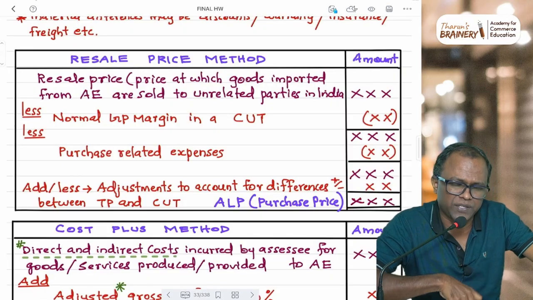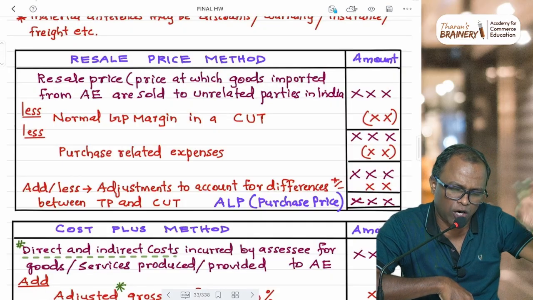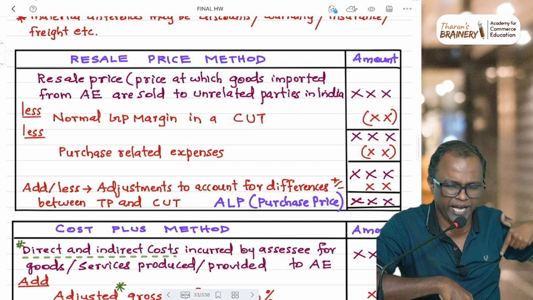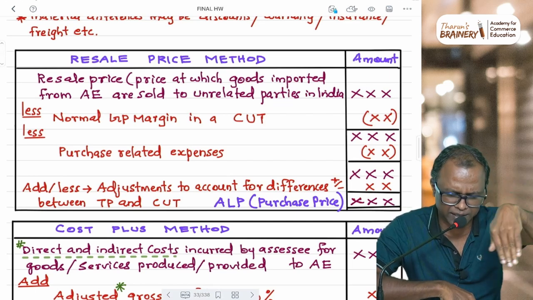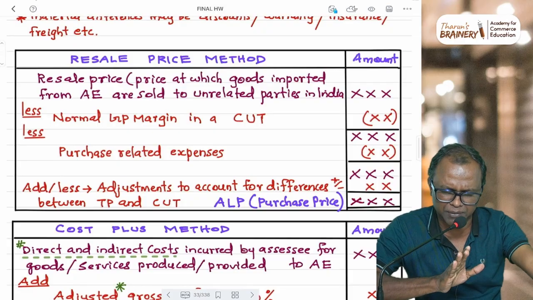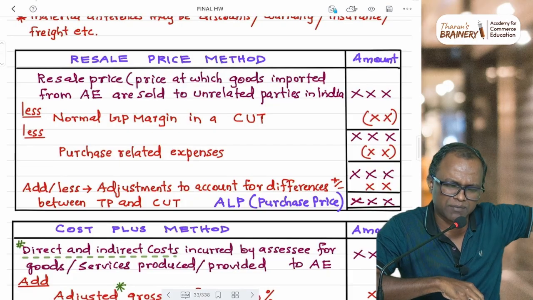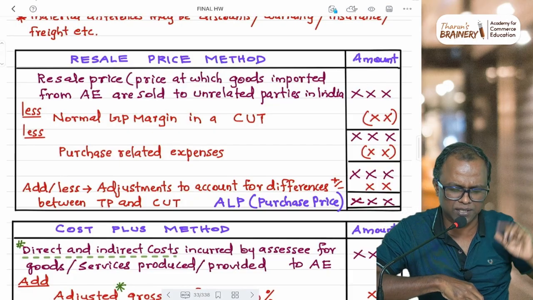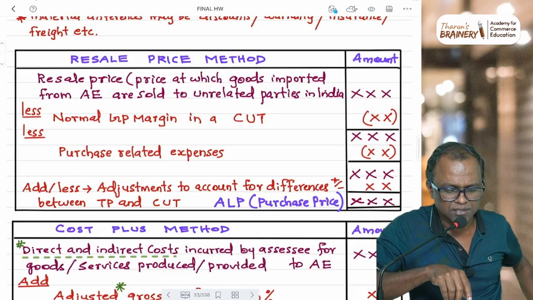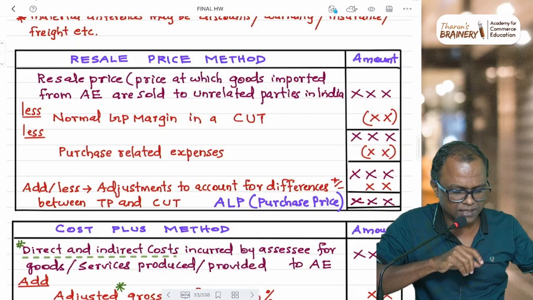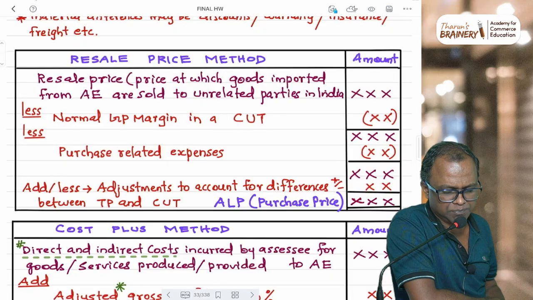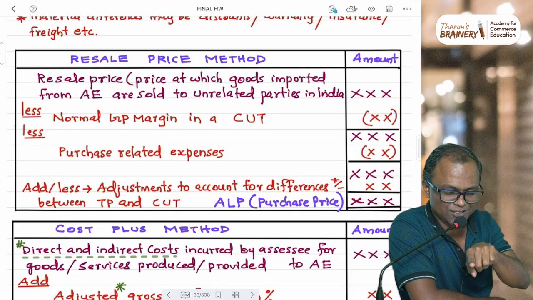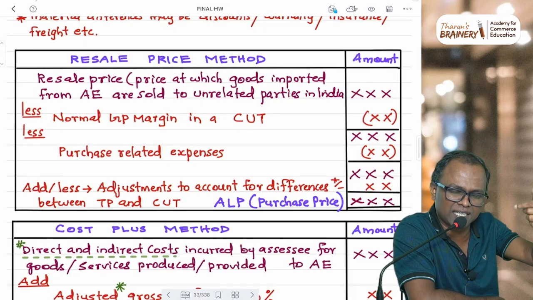At what price are we reselling the product which was imported from our AE and sold to an unrelated customer in India? Here the other party in the resale should be an unrelated party, but the goods have been imported from a related party. So what is that price? Take that price. And the second step, from which we have to reduce the normal GP margin in a CUP. So what is CUP? Comparable uncontrolled transaction.